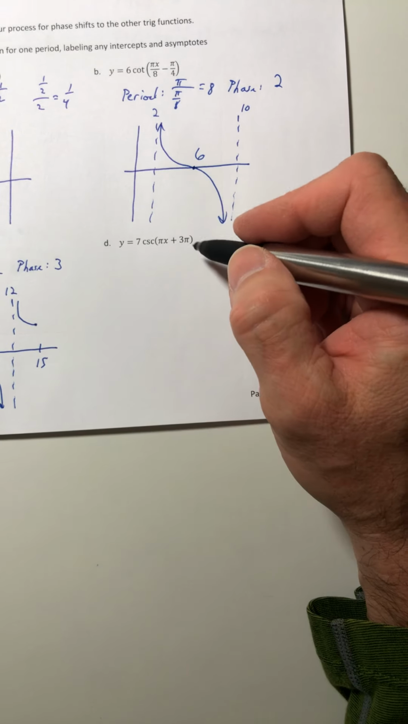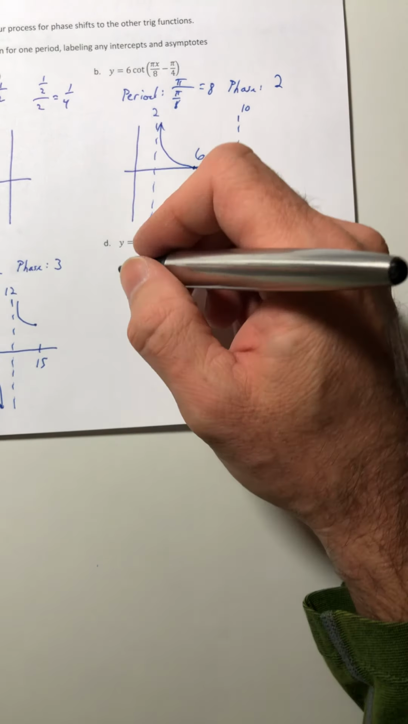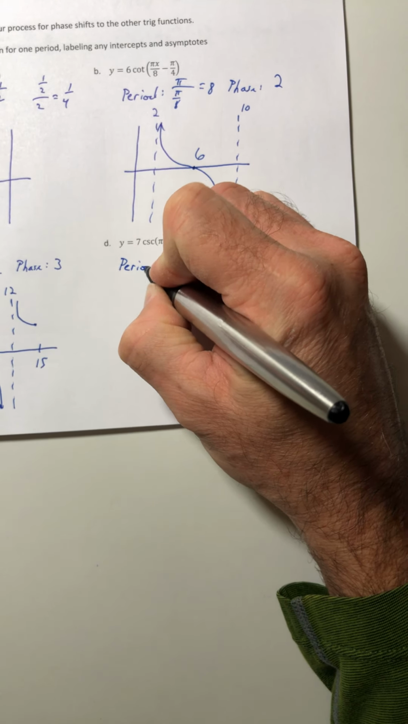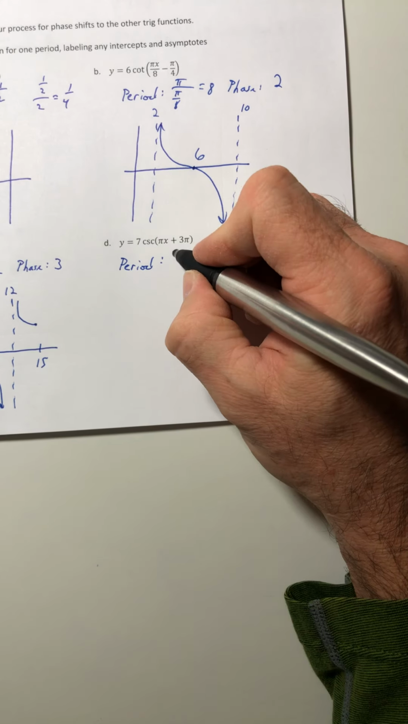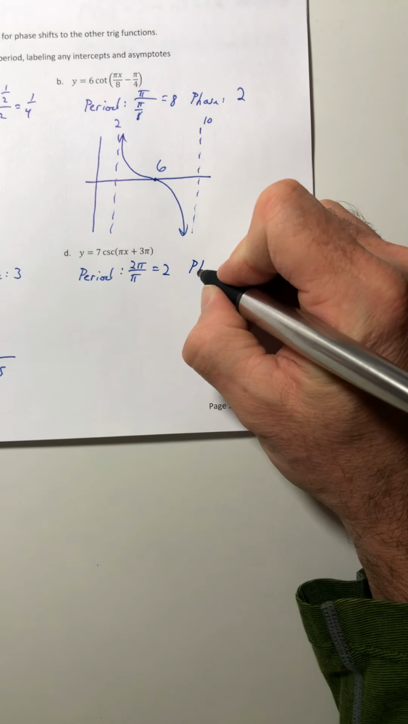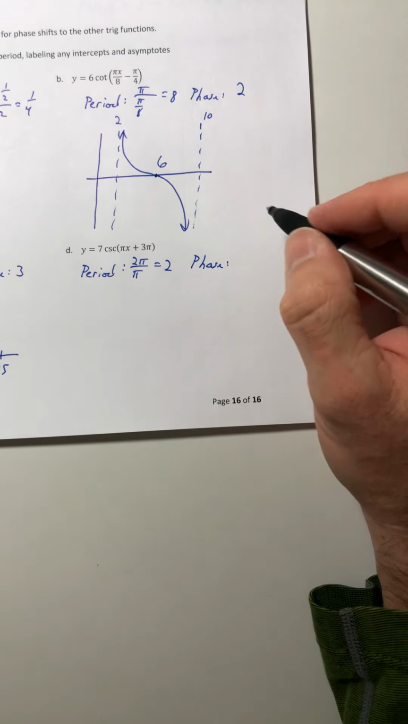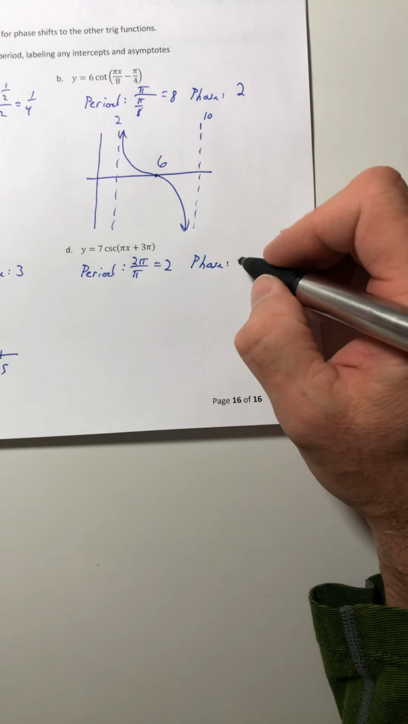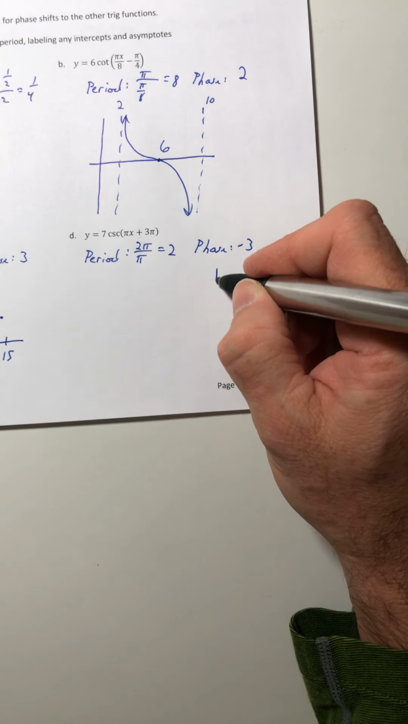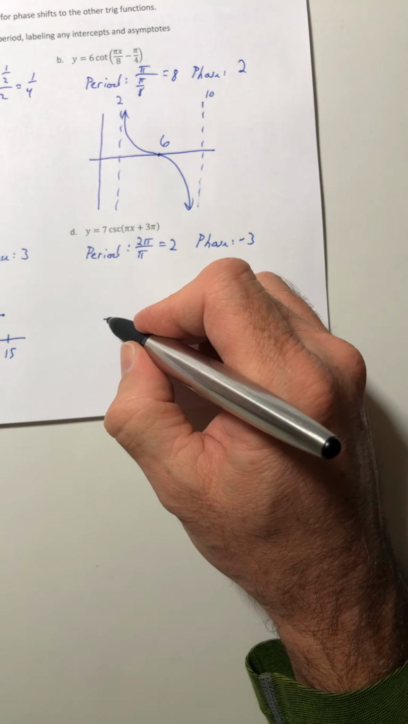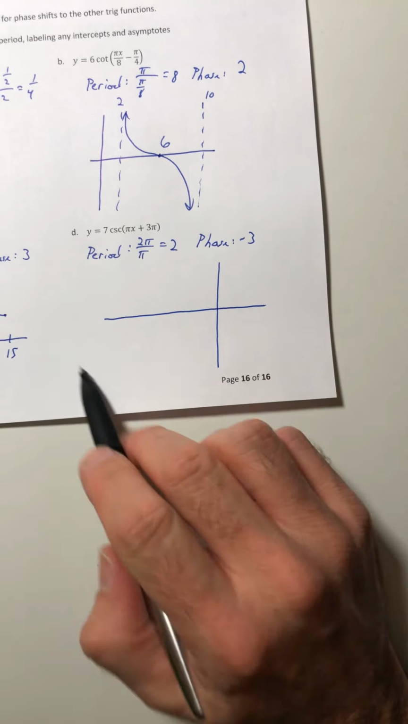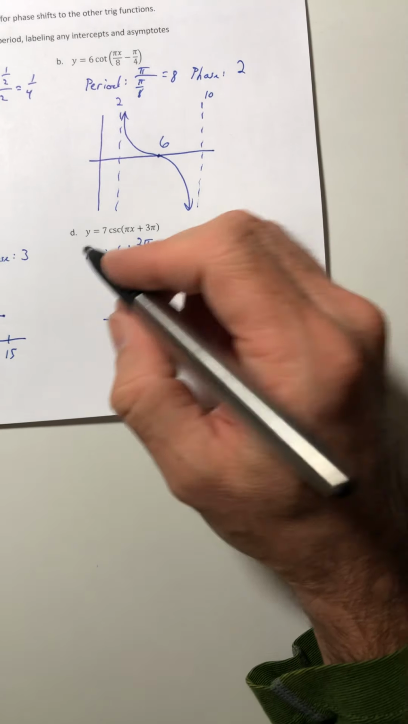All right, last one for this section and for the chapter. All right, our period, 2 pi over pi, which is 2. The phase, set this equal to 0, solve for x. It comes out as a -3. So everything got shifted over to the left again. And the phase is bigger than the period, so the entire curve is going to be on this side.